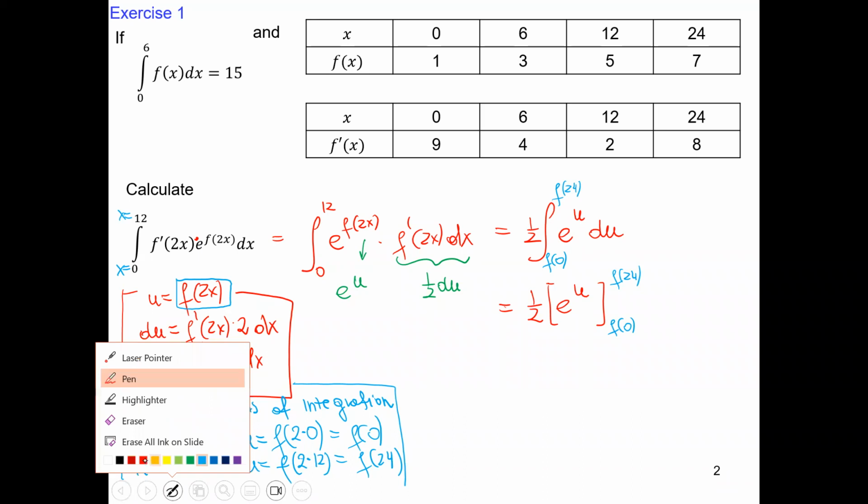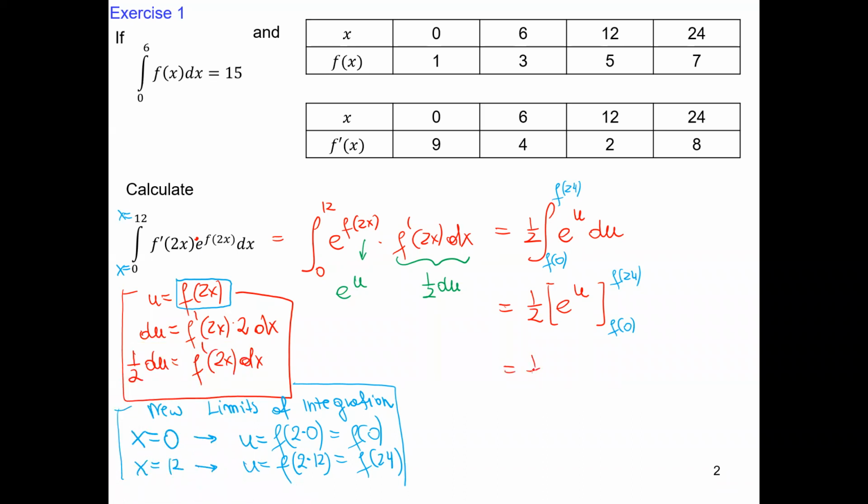And now we can apply the fundamental theorem of calculus. We will substitute the upper limit minus we will substitute the lower limit. And let's get the values from the table. e to the power of the value of the function f at 24. f at 24 is 7. Okay, and f at 0, that's 0, and e to the 0 is 1.